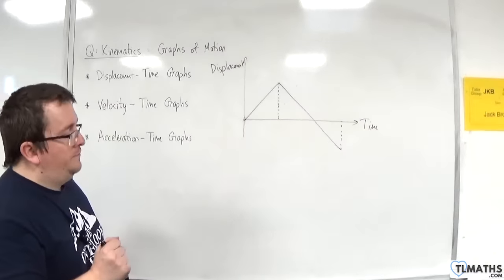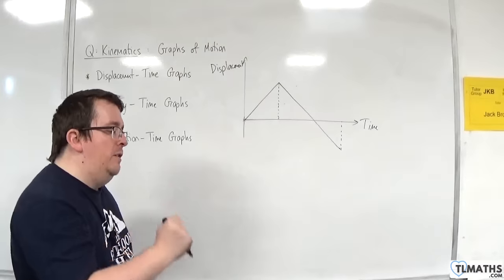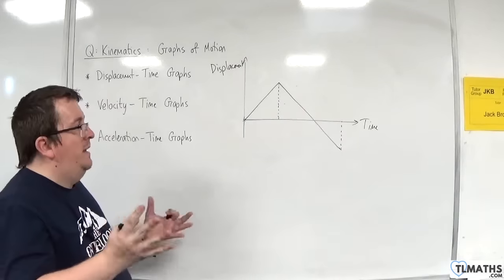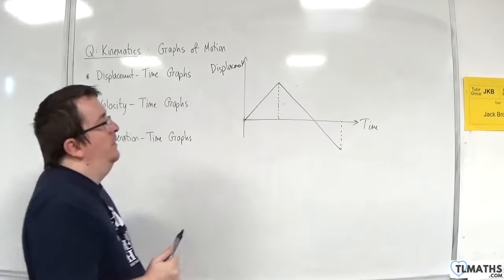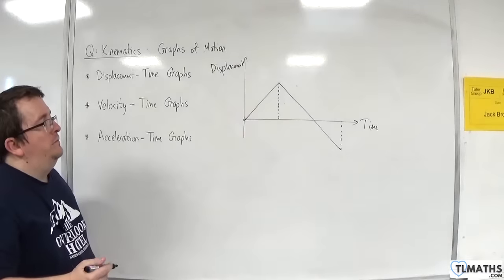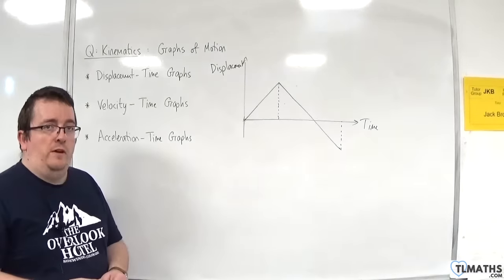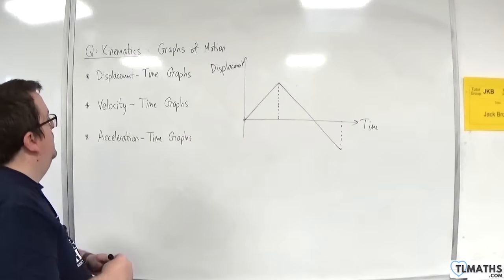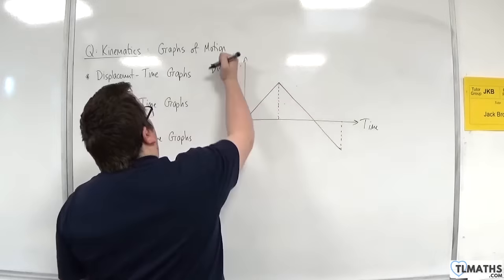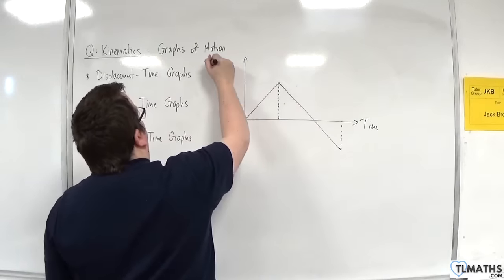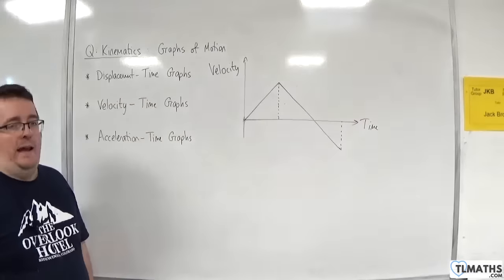Now you could work out the velocity of me by working out the gradient of these lines. You would be able to work that out straight from the displacement time graph. Right. How about a velocity time graph? Let's change this to velocity. What does this graph mean now?